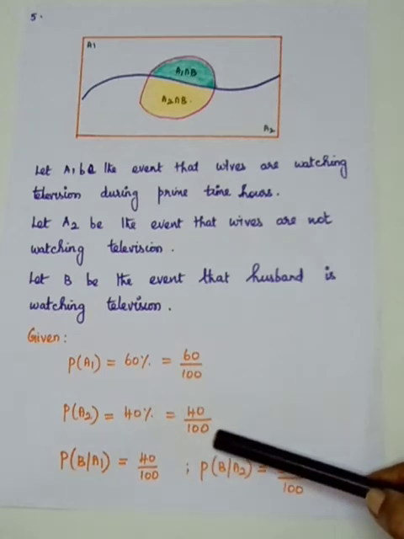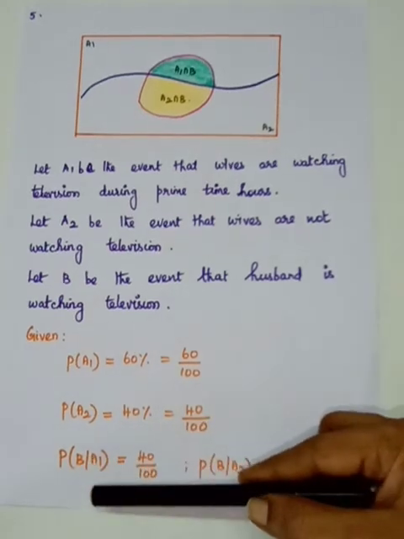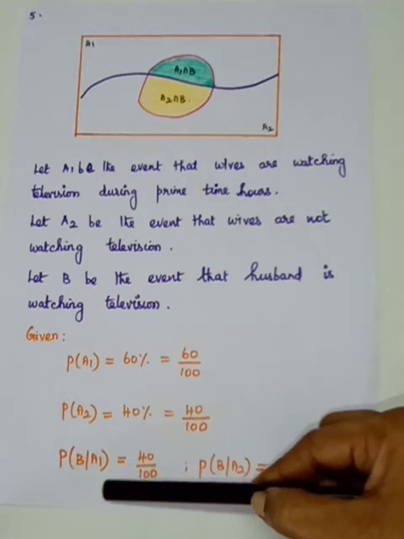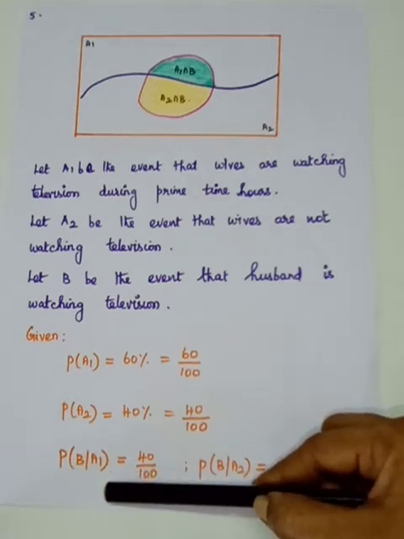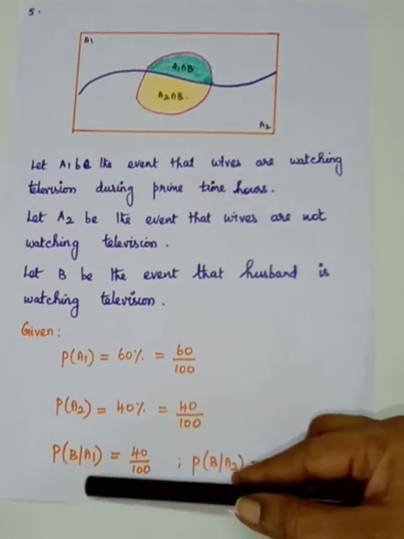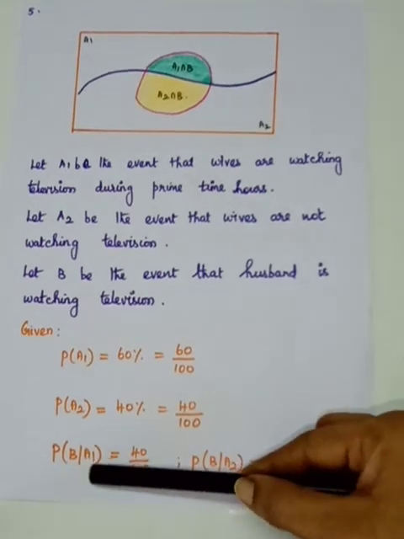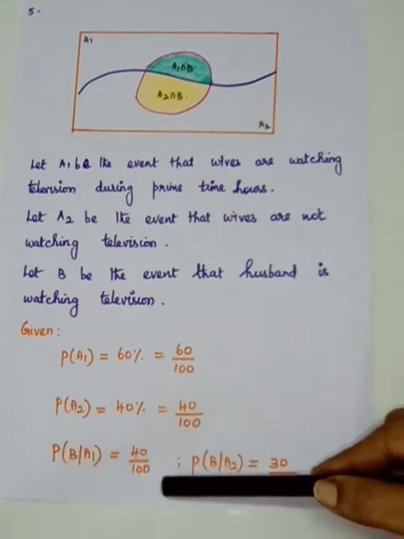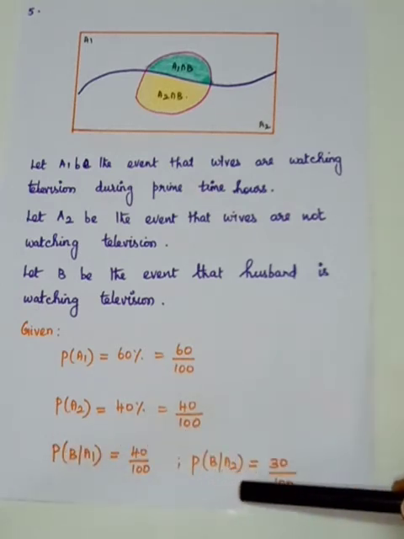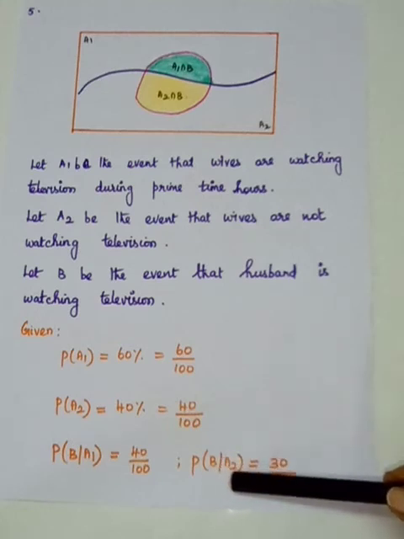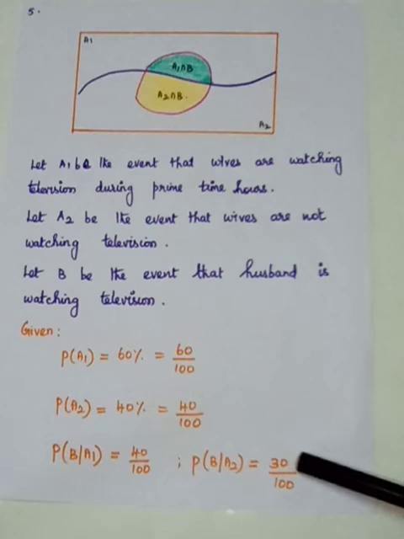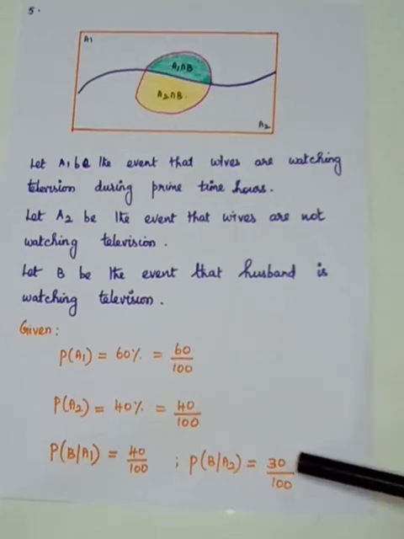Okay. So the next one. P of B by A1. What is P of B by A1? So when the wives are watching the television, the husband is also watching. That is 40 by 100. And P of B by A2 is what? When the wife is not watching, the husband is watching the television. It is given 30%, so therefore it is 30 by 100.